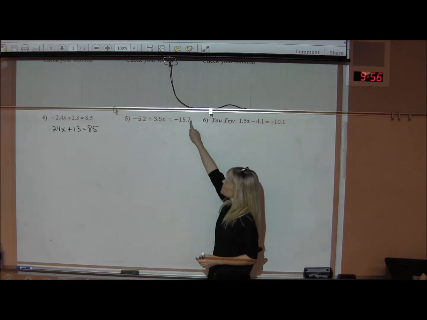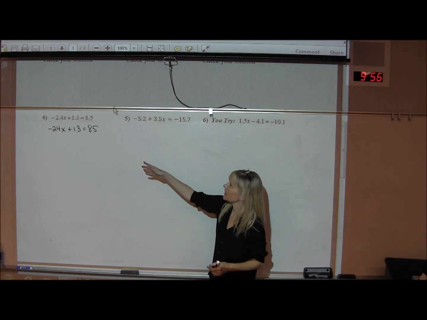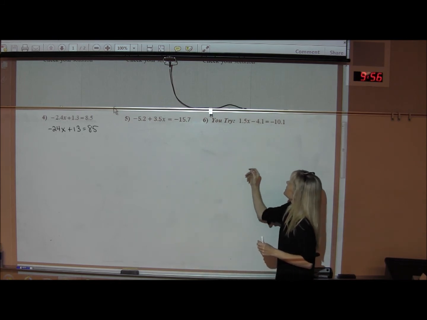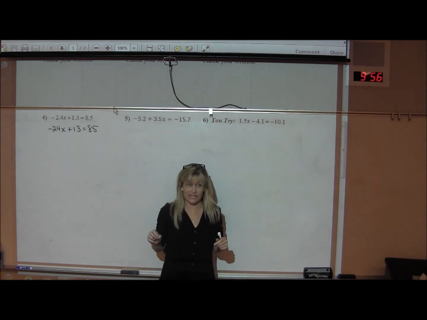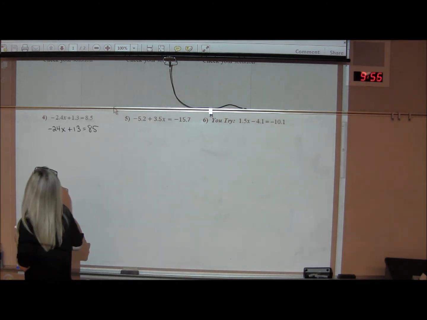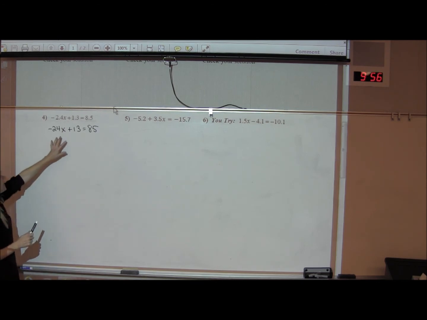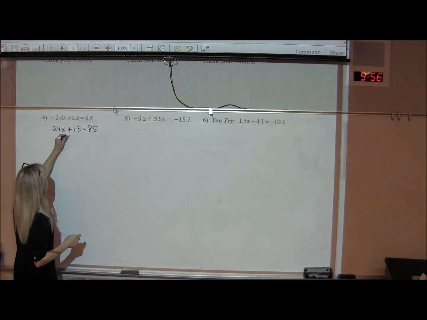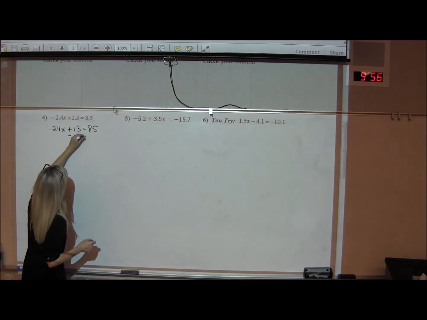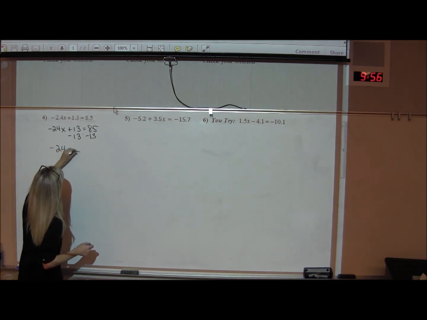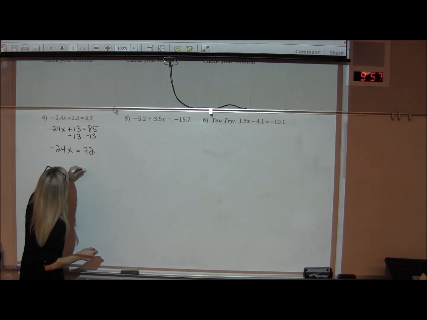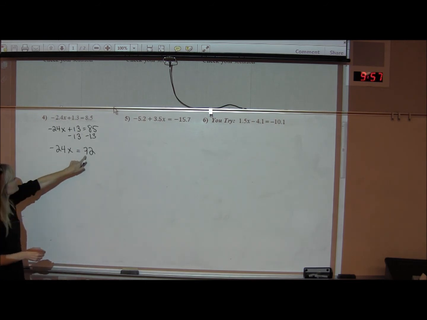If you had 2 decimal places, you'd have to multiply everything by 100. The only thing is, if you have a number that doesn't have a decimal, you need to remember to multiply that one by 10 too. Absolutely everything has to be multiplied by 10. Okay, so now we've got this. Now my first step is to subtract that 13. Okay, I'm going to show that step. And so then I get negative 24x equals 72. So then I'm going to divide both sides by negative 24.